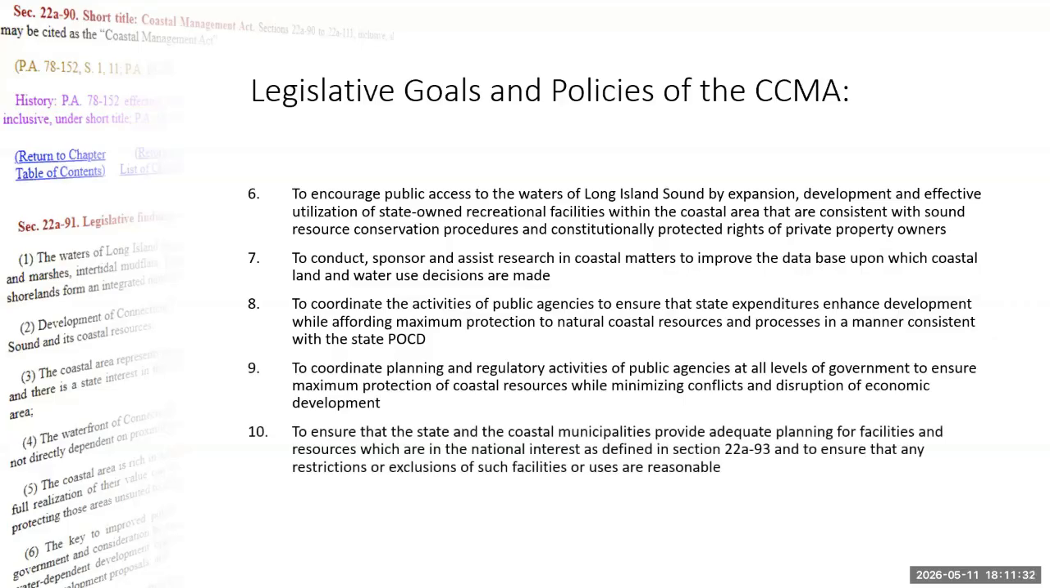And to ensure that the state and the coastal municipalities provide adequate planning for facilities and resources which are in the national interest as defined in section 22a-93, and to ensure that any restrictions or exclusions of such facilities or uses are reasonable.